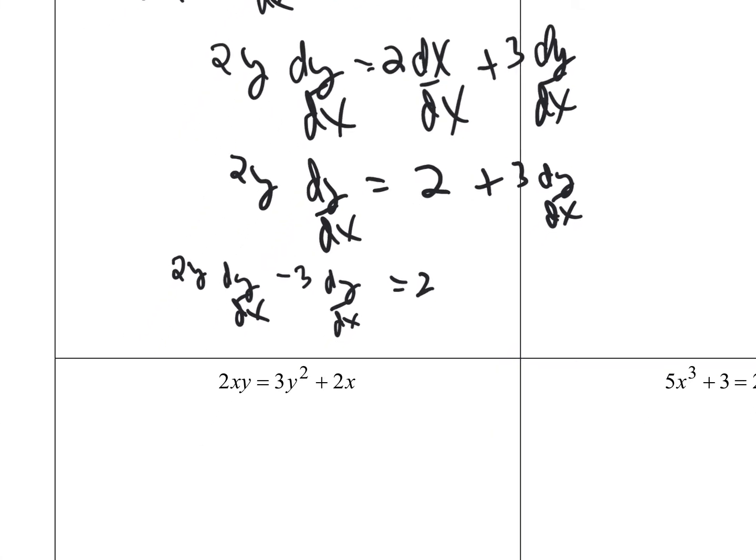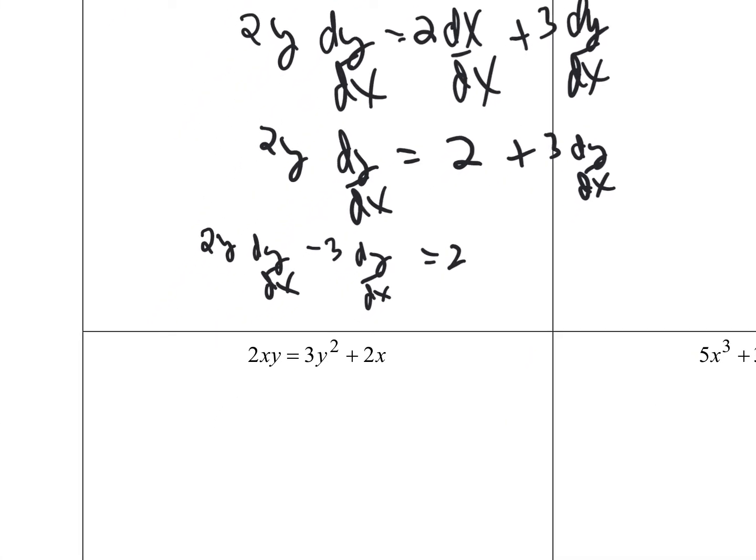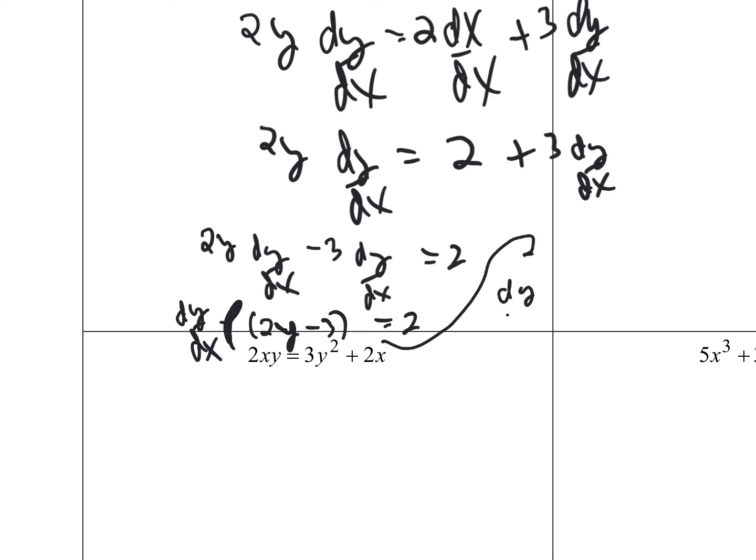And technically what we're doing for the left side is we're factoring out a dy dx. That leaves a times 2y minus a 3 equals to 2. So dy dx is what happens when I divide both sides by 2y minus 3. dy dx is 2 divided by 2y minus 3.